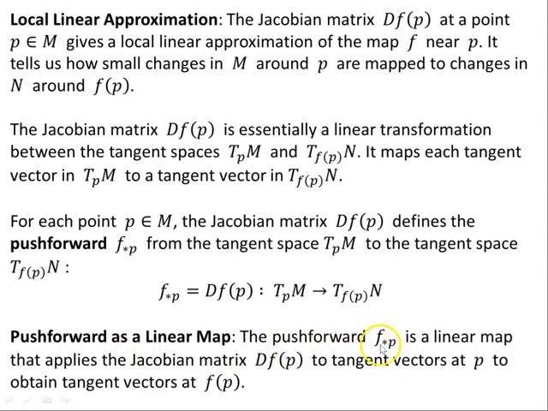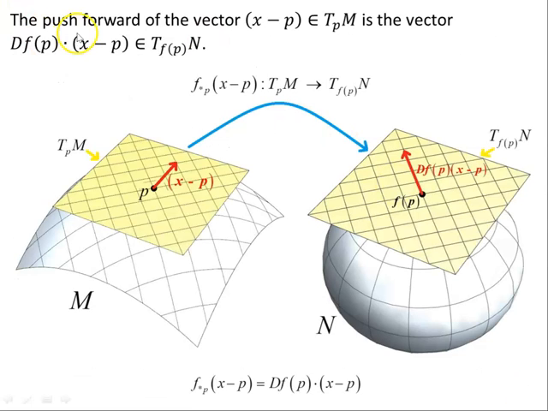Now, push forward is a linear map, so the push forward f star P is a linear map that applies the Jacobian matrix df of P to tangent vectors at P to obtain tangent vectors at f of P. So the push forward of the vector x minus p, as we saw earlier, which in the one-dimensional case became x1 minus p1, x2 minus p2, the 2 by 1 column vector that we saw in the two-dimensional case, belongs to TPM, is the vector df of p dot x minus p, which belongs to T f of p N. This is the general case, and of course in the diagrams I'm just showing you the two-dimensional case.